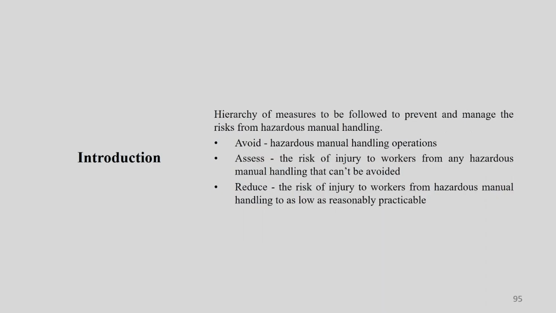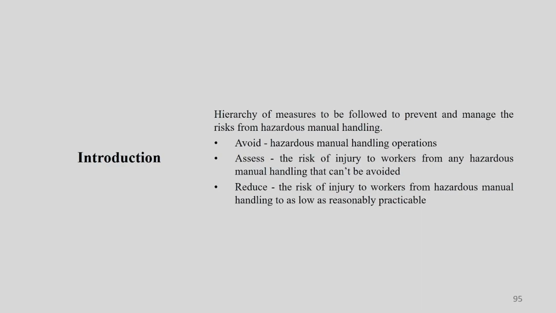There is a hierarchy of measures to be followed to prevent and manage the risks from hazardous manual handling. There are three major activities. First is avoid. We need to avoid the hazardous manual handling operation, so we have to identify what is hazardous manual activity and avoid it. Second is assess. We are going to assess the risk of injury to workers from any hazardous manual handling that cannot be avoided.